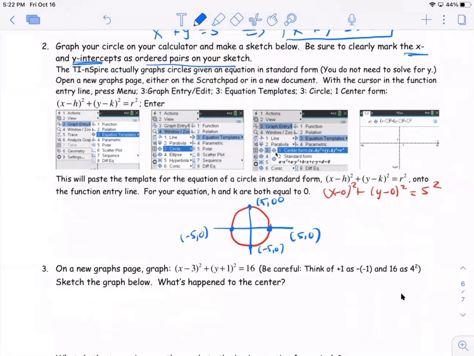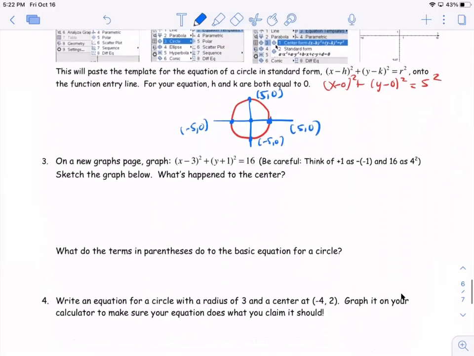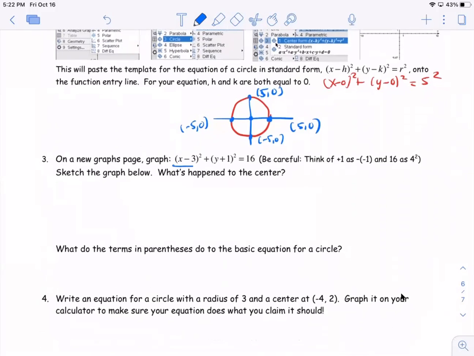And going forward, when we sketch circles, we're going to want to show not necessarily the x and y intercepts, but points on the diameter that passes through the center. So the center is at 0, 0. So I'll plot that too. Okay, now we're going to go back to the calculator, and on a new graphs page, we want to graph a new circle, which is x minus 3 squared plus y plus 1 squared equals 16.